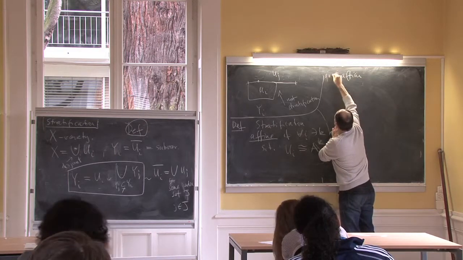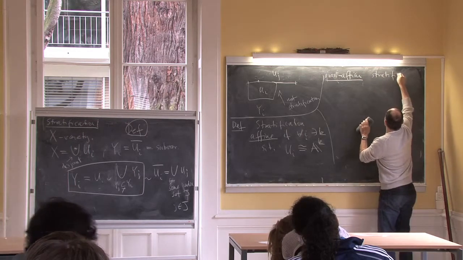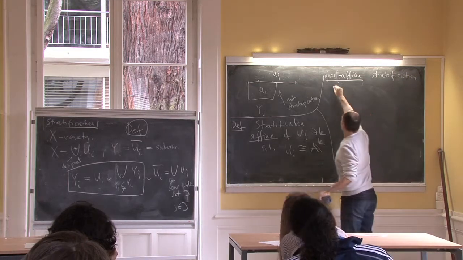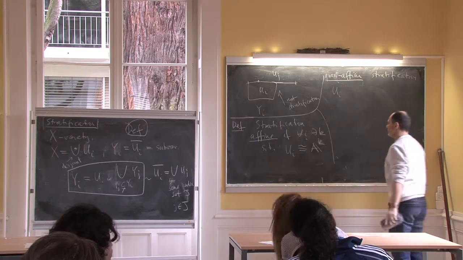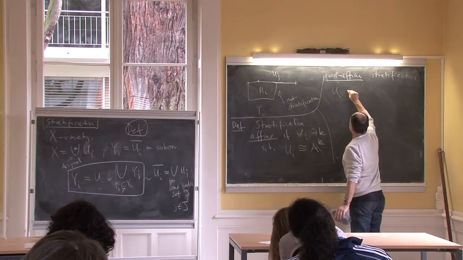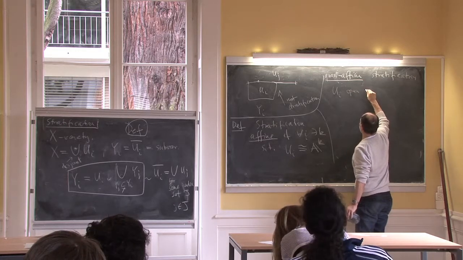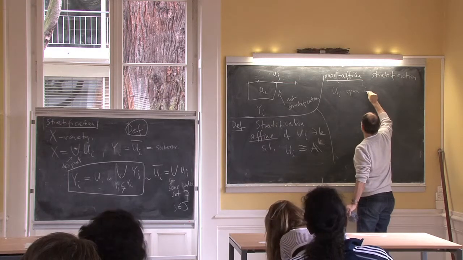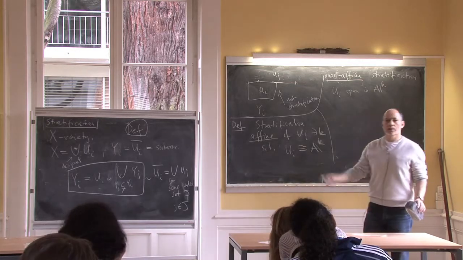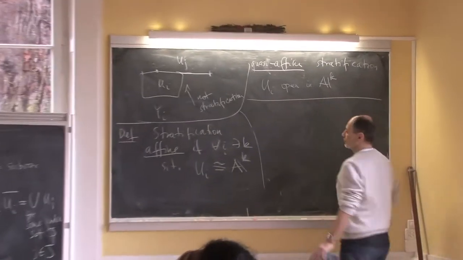Quasi-affine stratification: we just want u_i to be some open set in some A^k. Right, so we throw away some closed set, but it's not the whole thing.